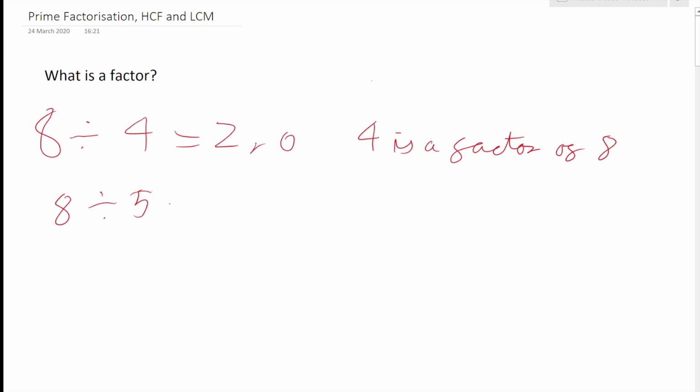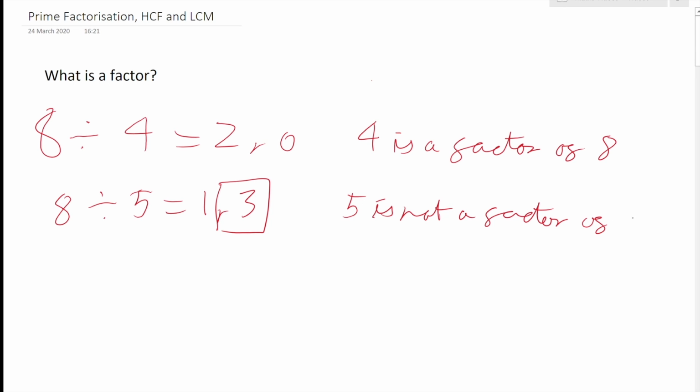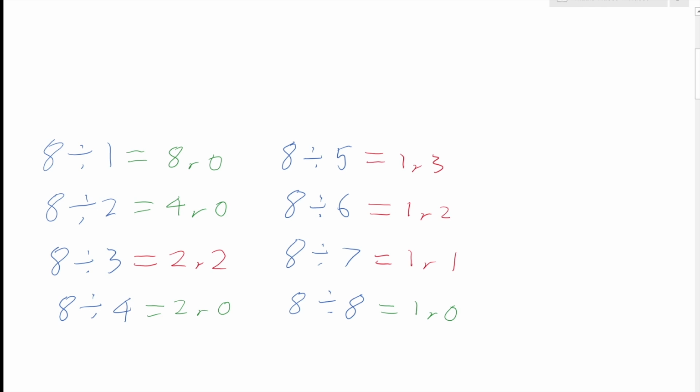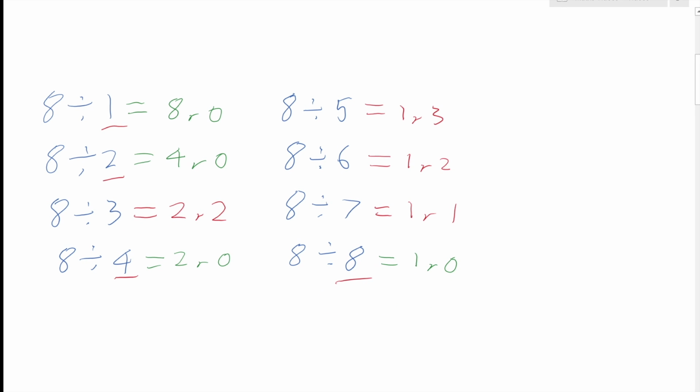Let's see if 5 is a factor of 8 now. So do 8 divided by 5 and we get 1 remainder 3. Because we've got this remainder, 5 is not a factor of 8. And in fact, as we can see here, 8 has 4 factors, 1, 2, 4, and 8, because they are the only numbers that have no remainder when you divide 8 by them.